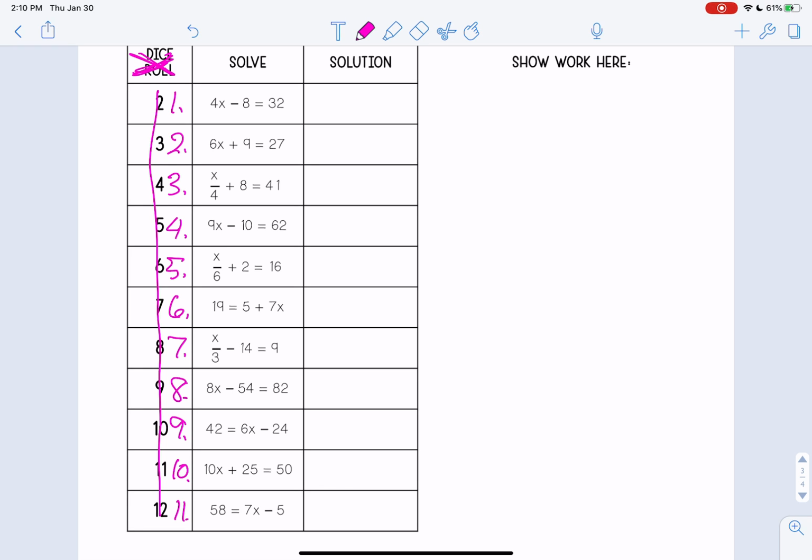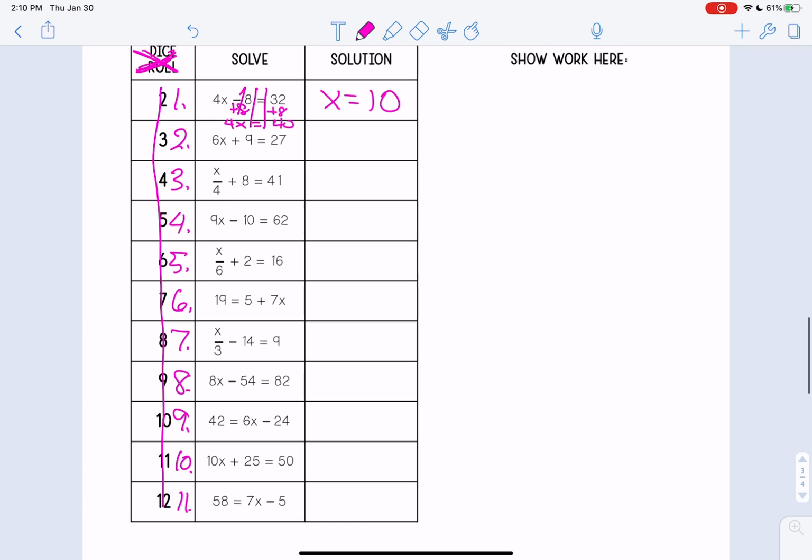Welcome back. Okay, so for these problems here, the first one we have 4x minus 8 equals 32. The answer is, well, we would draw a river. We would add 8 to both sides. These 8 cancel out. You get 4x equals, what would that equal? 40. So 40 divided by 4, so that means x is going to equal 10.